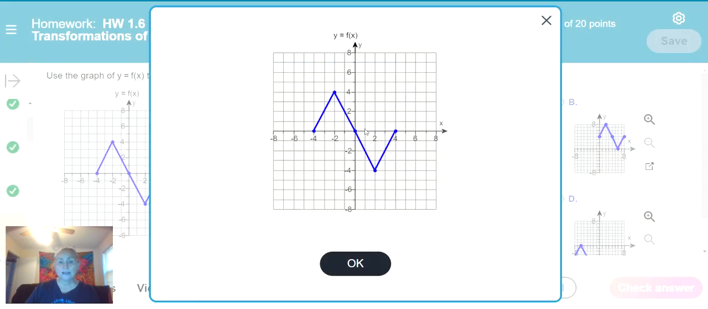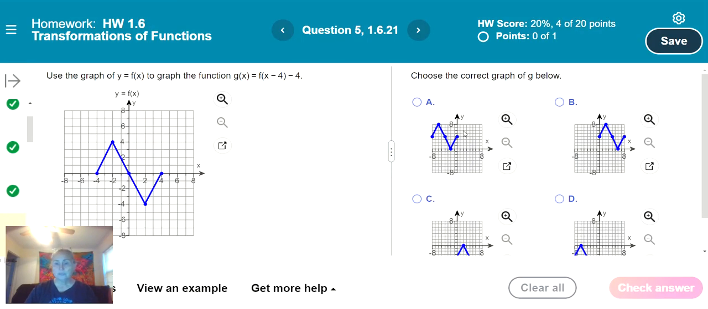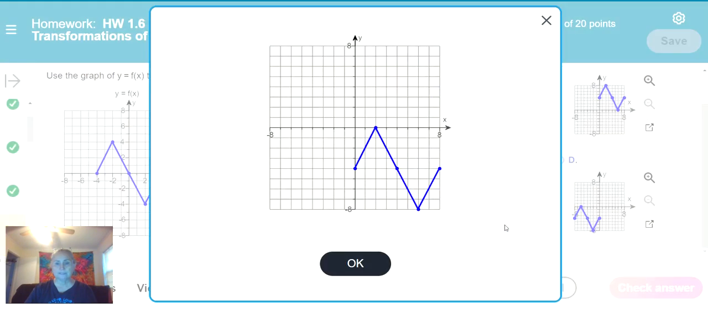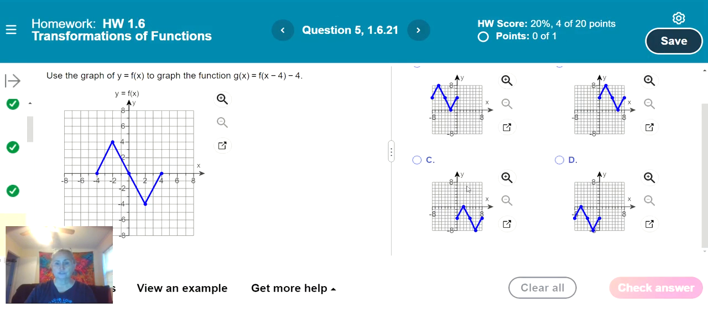So let me pop it out. I'm going to take this middle point to the right 4 and down 4. So I should be at 4, -4 with my middle point. So look, I'm looking at this one. It can't be that one. Can't be that one. Must be C. Let's pop it up and see. Am I to the right 4 and down 4? Yes, I am. So my correct answer is graph C.